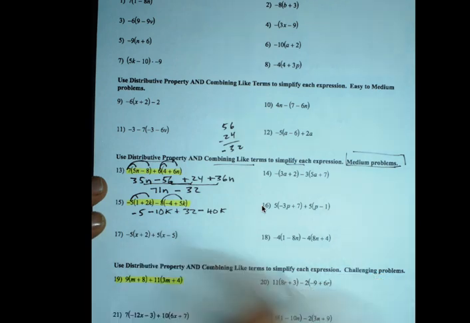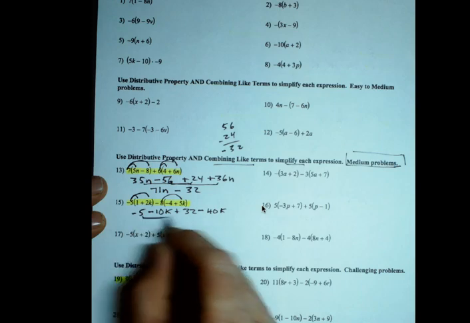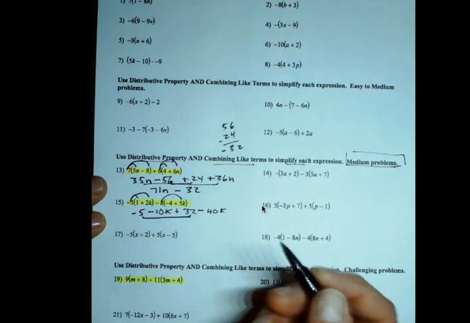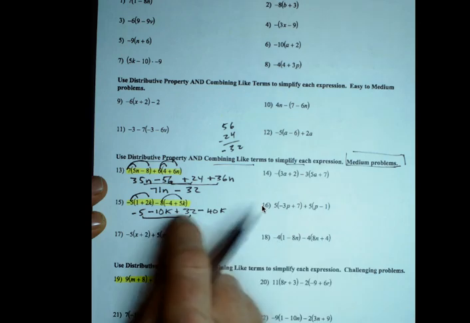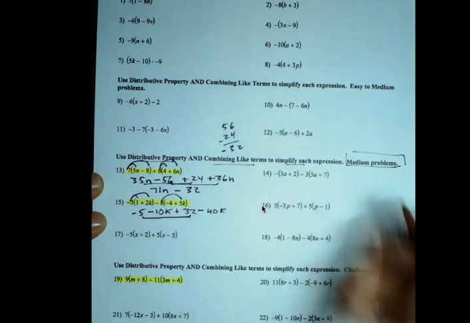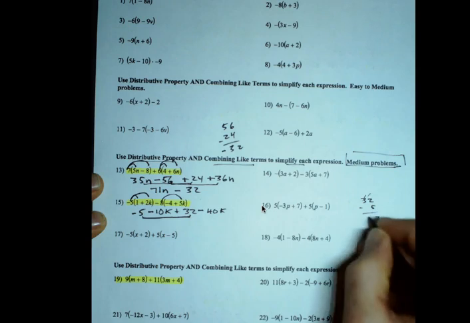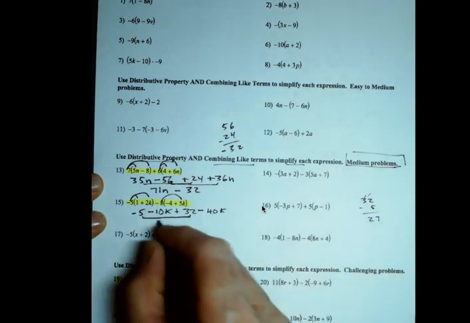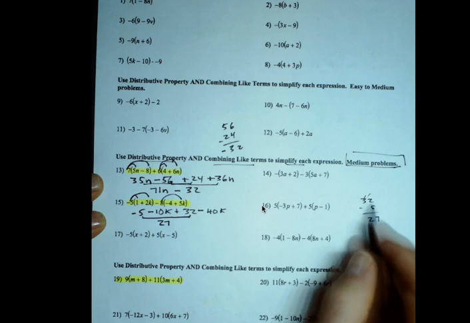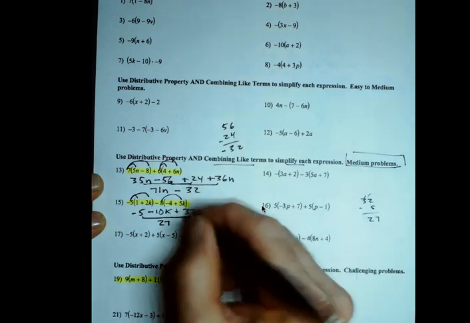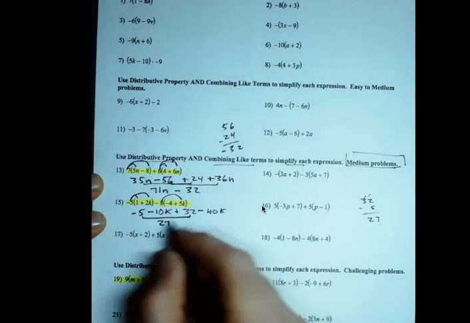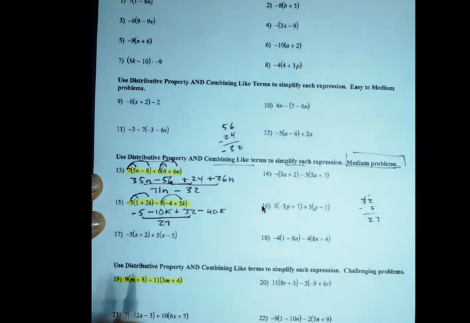So now I've got some terms I can combine. I can combine the positive 32 and the minus 5. So again, I have different signs. I'm going to find the difference. So 32 minus 5, that's 27. And I keep the sign of the number that has the largest absolute value, and that's 32, and that was a positive 32, so this is going to be a positive 27.